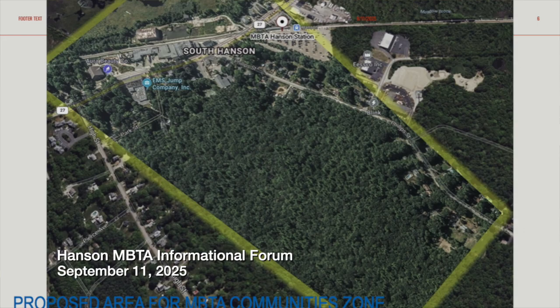And the majority of this land is privately owned. So the owners of this land have made a statement that they have no desire or no plans to sell the land or develop it. We'll make a whole lot of questions. So as you can see, we see Main Street, MBTA station. This is the area right here that's covered.